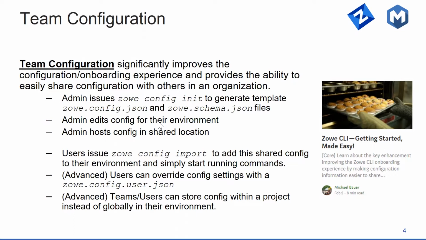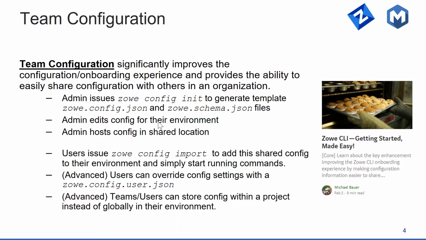Now, there are a couple advanced options for further customization. Users, if they want to, can override the config settings that were shared to them by an administrator by constructing a Zowe config user JSON file. This is more of an advanced use case, requires a little bit more knowledge, and they'd have to have some knowledge of the configuration, but they could do that if they wanted to have their own custom settings.